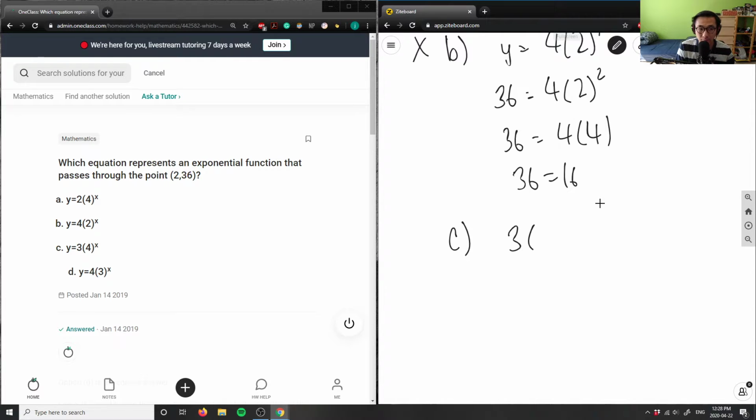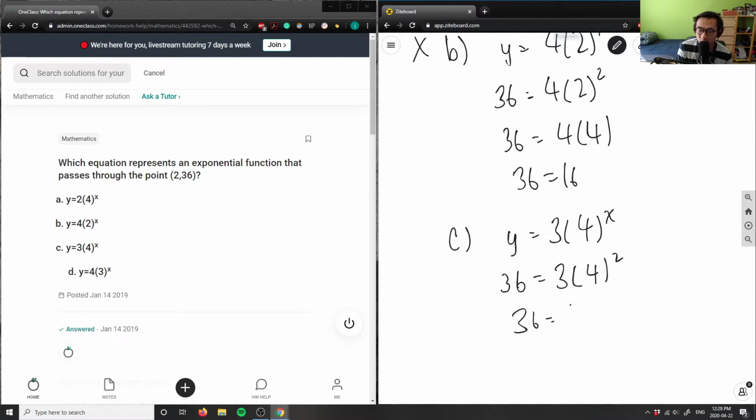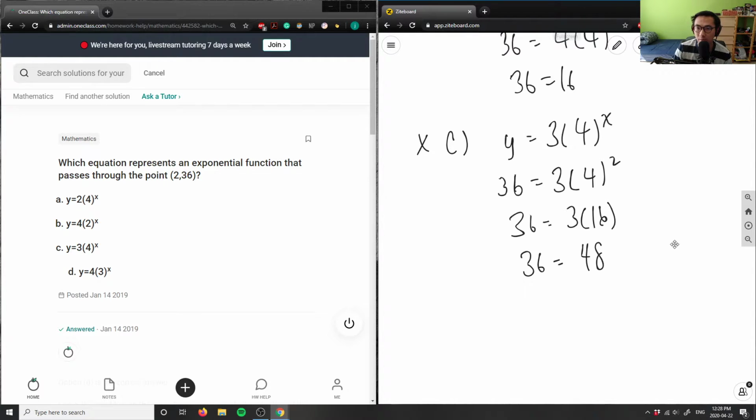I have y equals 3 times 4 to the power of x. Again, y is 36 equals 3 times 4 squared. So 36 equals 3 times 16. In this case, 16 times 3 is 48. This is also wrong, which means D has to be my correct answer, right?